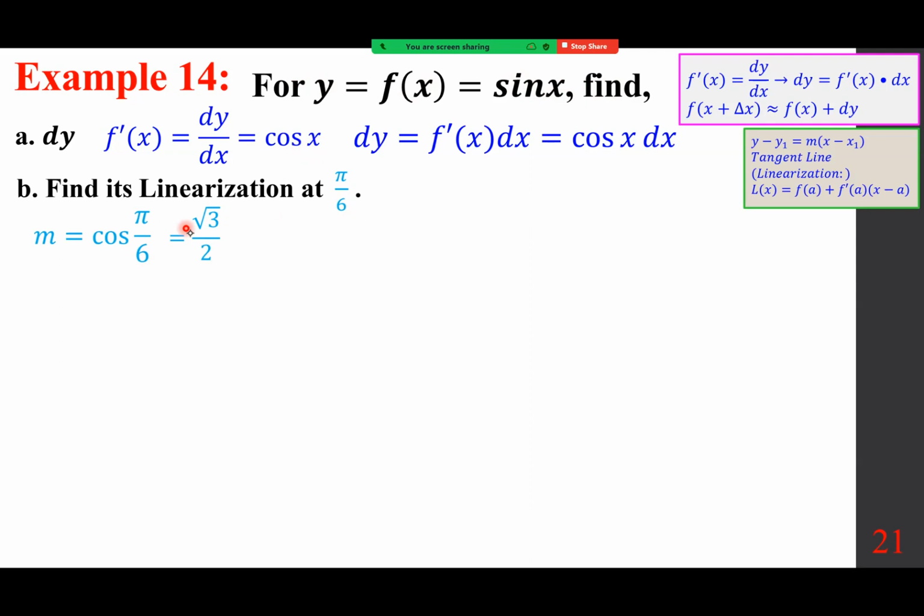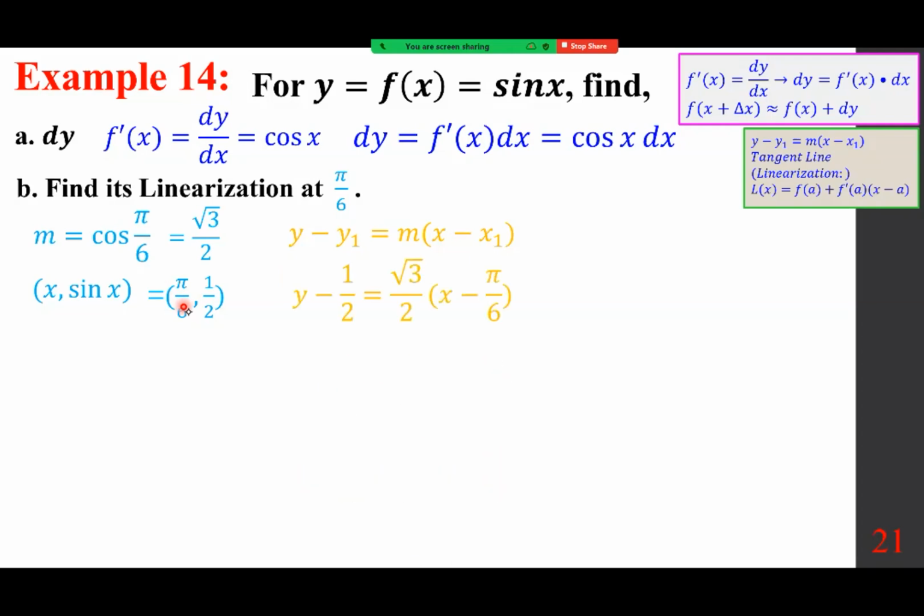We also need a pair. Well, pi over 6 is here. That's your x coordinate. And your y coordinate is sine of pi over 6. As you know, it's 1/2. So the pair is x comma sine x, where x is replaced by pi over 6. So pi over 6, 1/2. So all you have to do, you don't even have to memorize that. Go with the elementary algebra of y minus y1 equals m times x minus x1. So y minus 1/2 equals m, square root of 3 halves, times x minus x1, pi over 6.